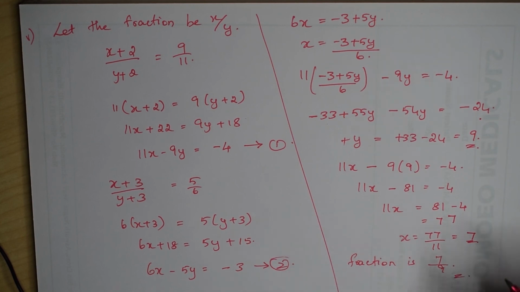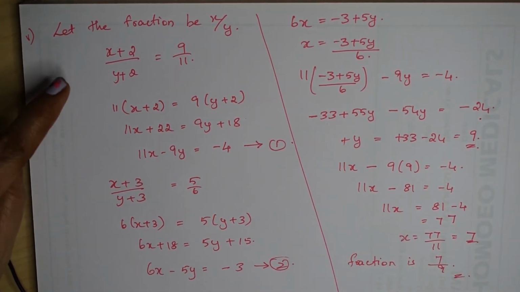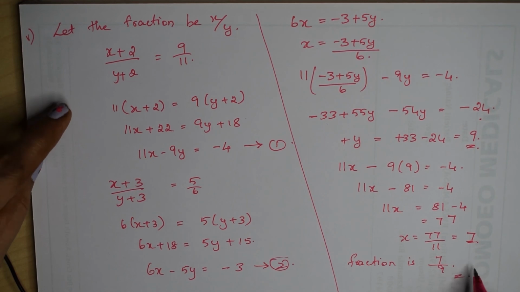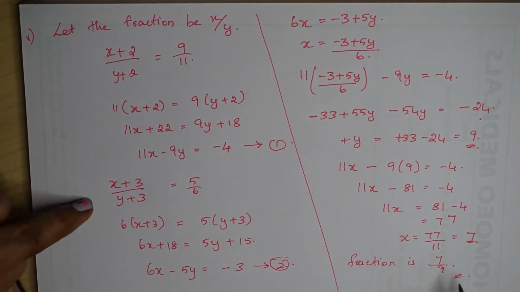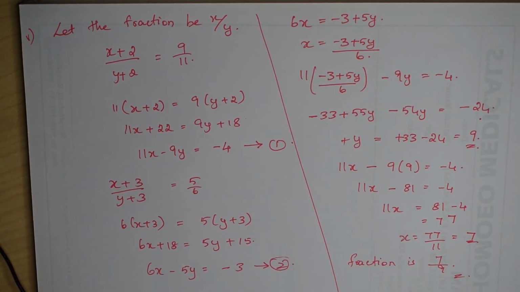So the required fraction is x by y, so that is 7 by 9, and I can cross check it. 7 plus 2 becomes 9, 9 plus 2 is 11, so 9 by 11 I get. Again when I add 3, 7 plus 3 is 10, 9 plus 3 is 12, so when I simplify it becomes 5 by 6, okay. So this is the required fraction.